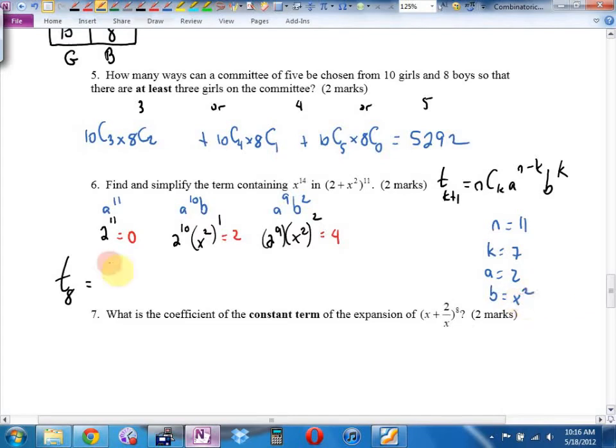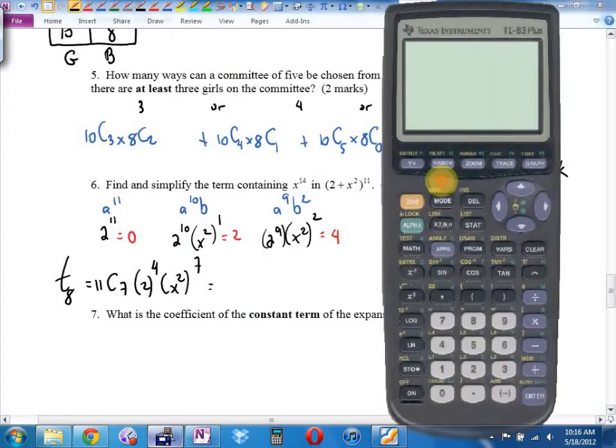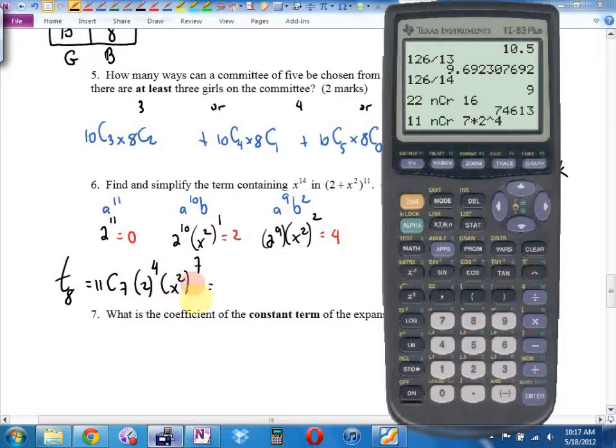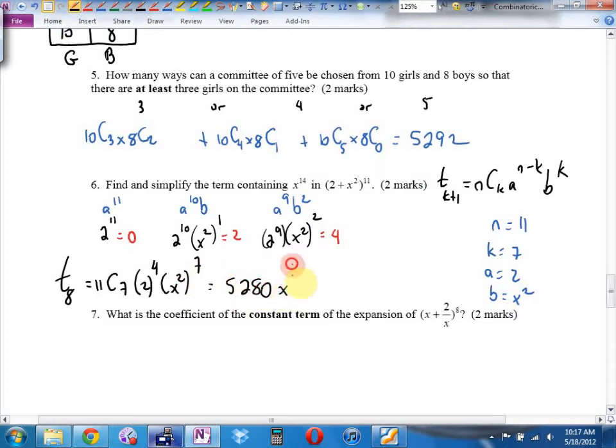So it's going to look like this. N, 11 choose k, 7, a, 2 to the n minus k, to the 4th. I can do that in my head. b, x squared to the k, 7th. I think numerically it's going to be 11 choose 7, and then times, can you see a 2 to the 4th here, Roxanne, as well? Are there any coefficients in here that are going to pop out of the 7th? Nope. So the coefficient is going to be 5280 x to the 14th. That's the term that has an x to the 14th in it.